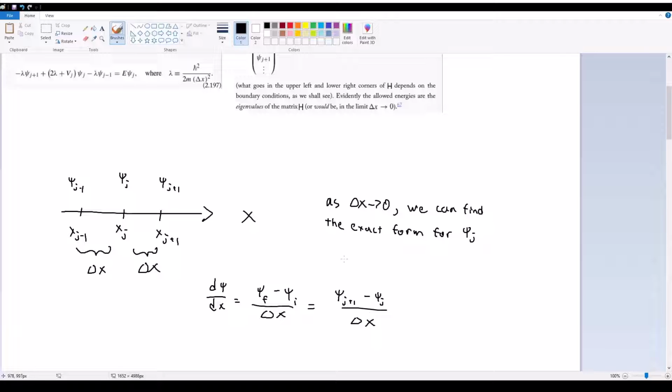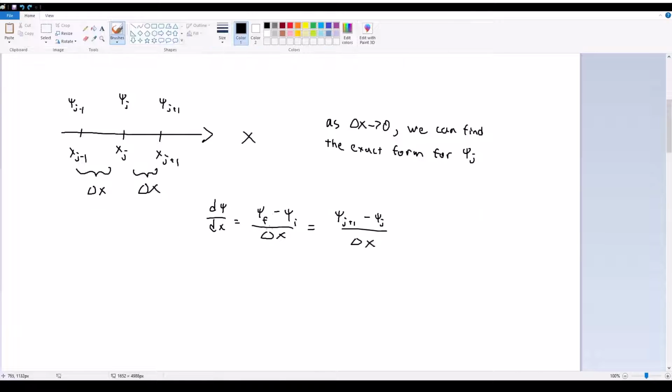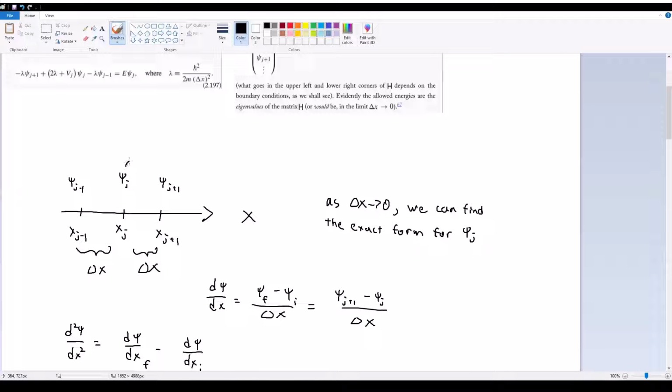Alternatively, if you want, you can also do psi j minus 1 instead, so looking at the interval in this region instead of the interval in this region. But it doesn't matter, and Griffiths chooses to do it with the interval in this region, so I'm going to do the same. And this derivative is now our new definition for d psi by dx. And in that case, the second derivative, d2 psi by dx squared, is going to be d psi by dx final minus d psi by dx initial. So we need 2 derivatives now. So let's call the derivative in this region d psi by dx final.